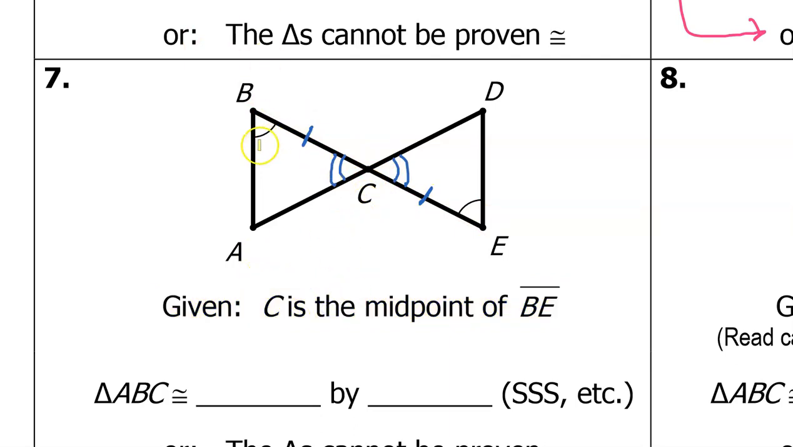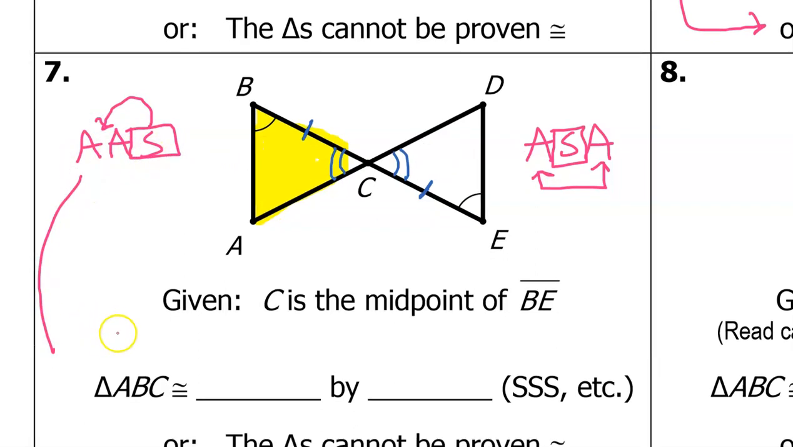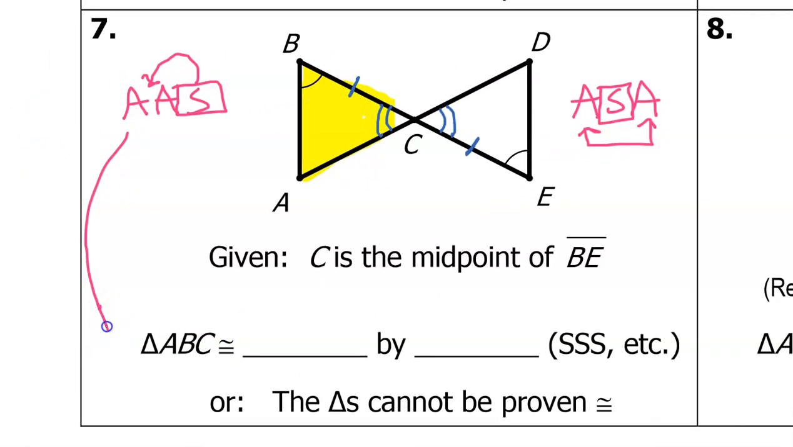Now focus your eyes on one triangle at a time. So I'm going to just focus on this triangle for now. What type of information do we have? I see that we have two angles and a side. So that means this is either angle, angle, side, or it might be angle, side, angle. It all depends on whether or not the side is between the two angles. If the side is not between the two angles, it will be angle, angle, side, and then we will pick triangles cannot be proven congruent.